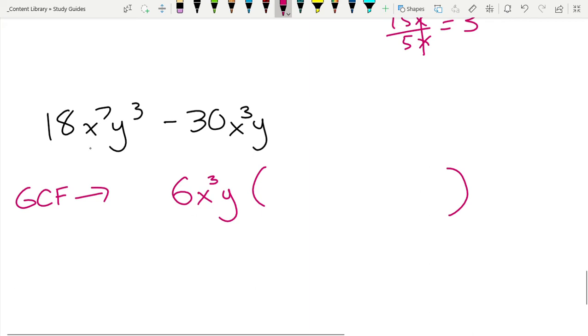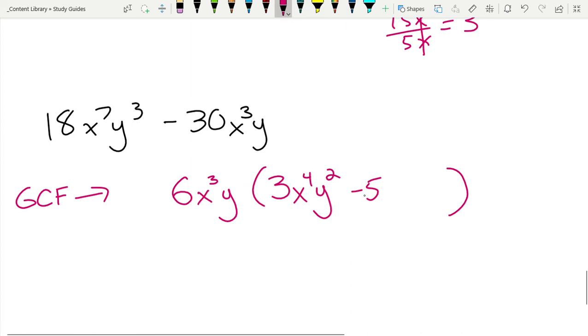Now we get the inside, so we divide. 18 divided by 6 is 3. X to the 7th divided by x to the 3rd is x to the 4th. Y to the 3rd divided by y is y squared. Negative 30 divided by 6 is negative 5. X to the 3rd divided by x to the 3rd is nothing. Y divided by y is nothing. And when I say nothing, it's really 1, but we're not going to put a 1 there because we already have a 5. Now I look at what I've got left over.